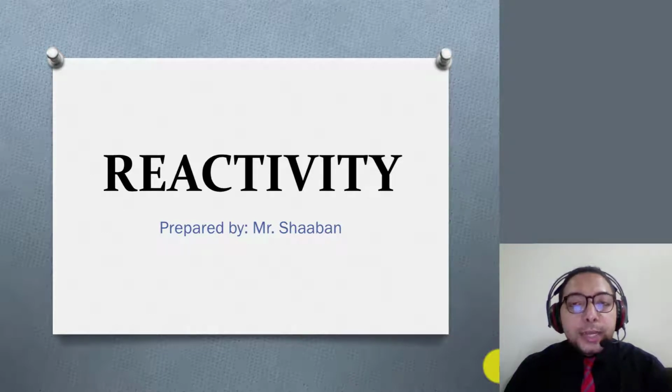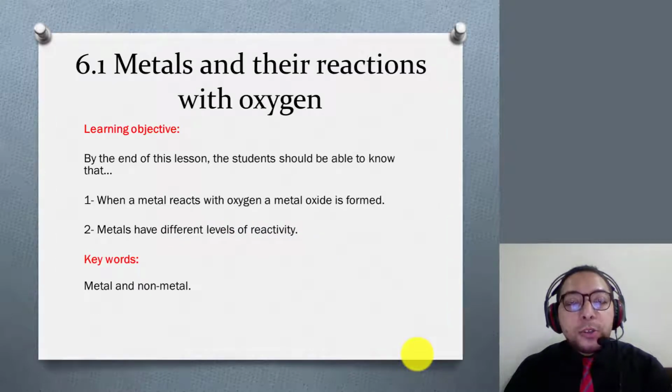It talks about reactivity. It's a chemistry section as well. Reactivity is a unit which discusses the third chapter of chemistry for year 9. The lesson of today is going to discuss the metals and their reactions with oxygen.